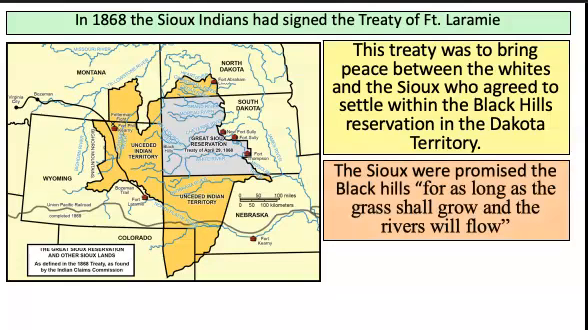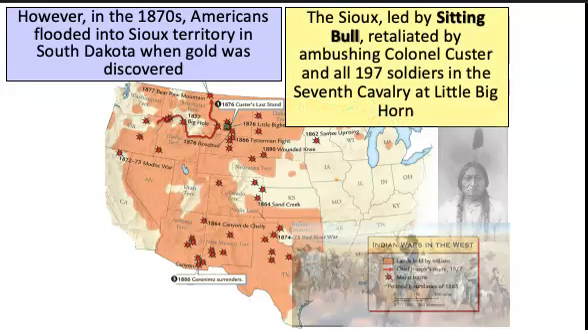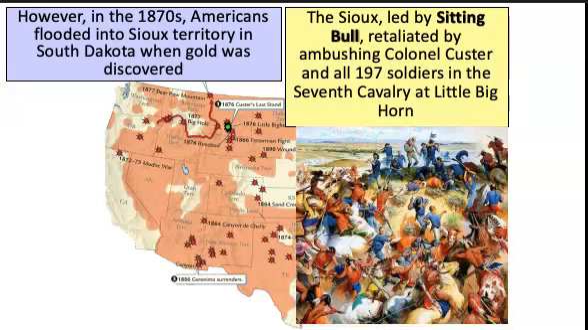And the Sioux were promised that these Black Hills would be theirs for, quote, as long as the grass shall grow and the rivers will flow. However, in the 1870s, Americans once again flooded into Sioux territory in South Dakota when gold was discovered in the Black Hills. The Sioux, led by their leader Sitting Bull, pictured there, retaliated by ambushing Colonel Custer and all 197 of his soldiers in the 7th Cavalry at the Battle of Little Bighorn, killing all of them.